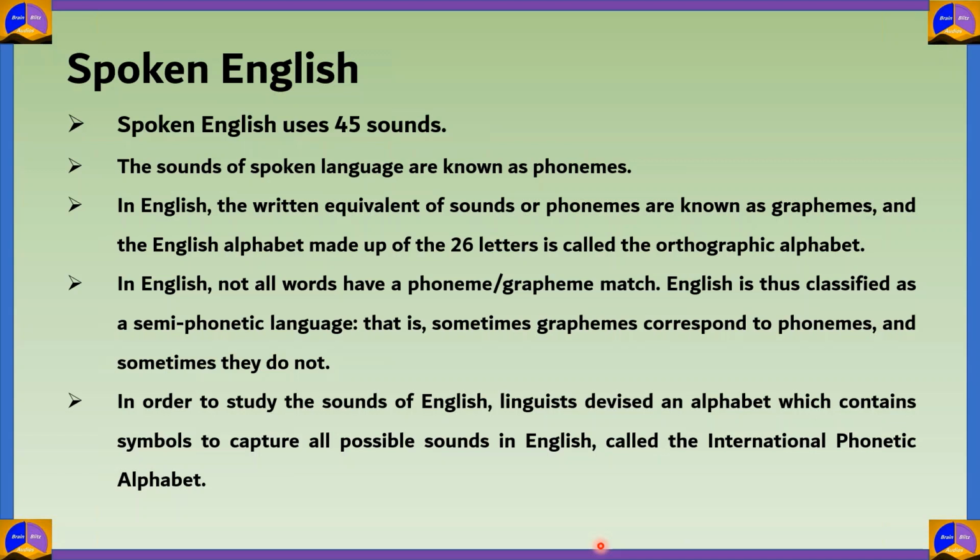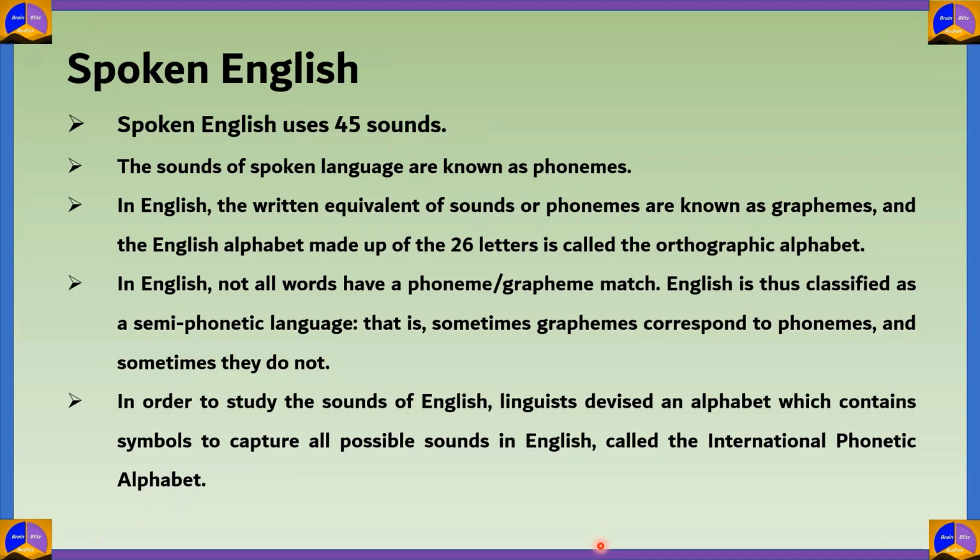In English, however, there's a problem. Not all words have a phoneme grapheme match. That means some words which have the correct grapheme may not correspond to their respective phoneme. So graphemes sometimes correspond to phonemes and sometimes they do not. That's why English is classified as a semi-phonetic language.